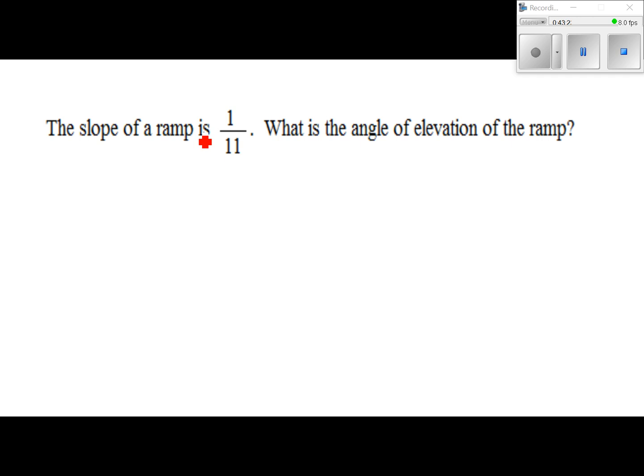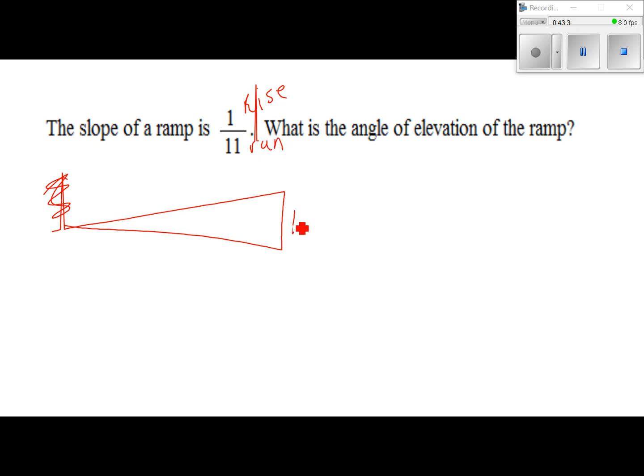Next one, slope of a ramp is 1 over 11. So first thing I'm going to do here, I'm going to draw me a little ramp. If they're talking about the slope, remember it's rise over run. So the rise of the ramp is 1. The run of the ramp is 11. Hopefully the ramp is the right angle right there.